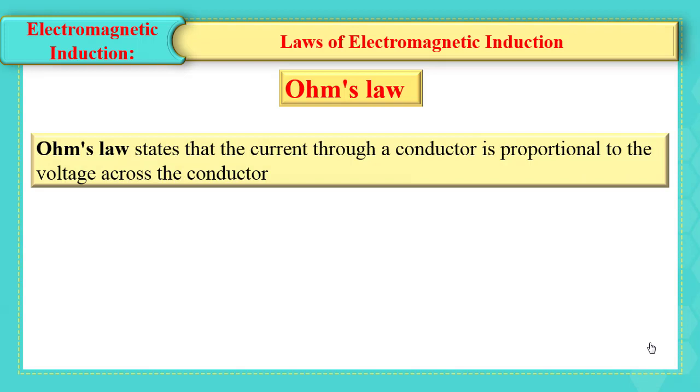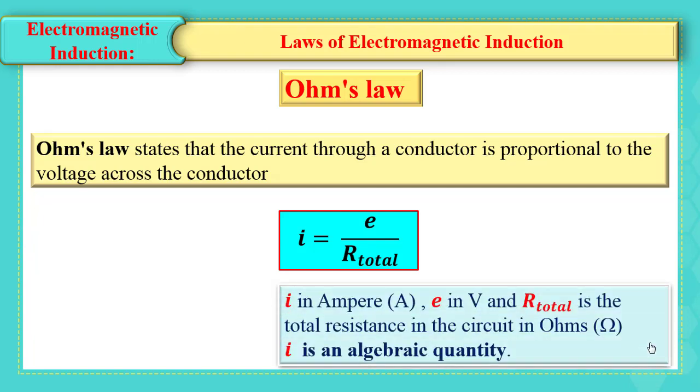Ohm's law. Ohm's law states that the current through a conductor is proportional to the voltage across the conductor. So I equals E over R total. I in ampere, E in volt, and R total is the total resistance in the circuit in ohms. And I is an algebraic quantity, so it can also take a positive or a negative value, like E.